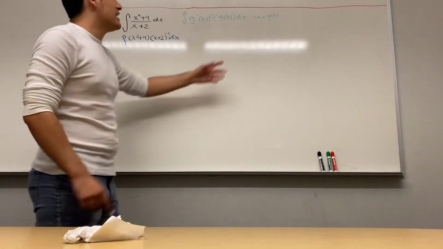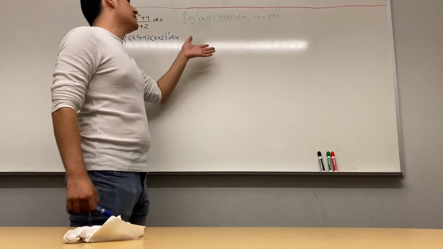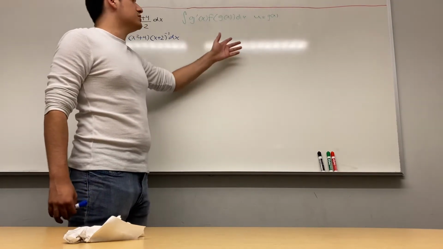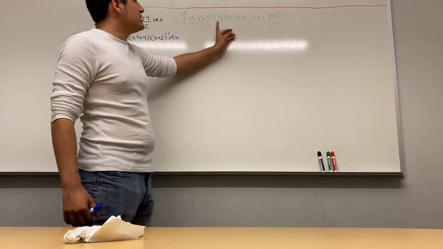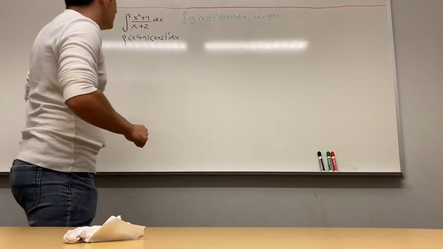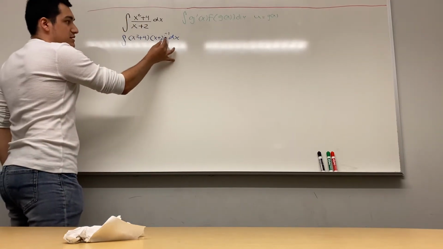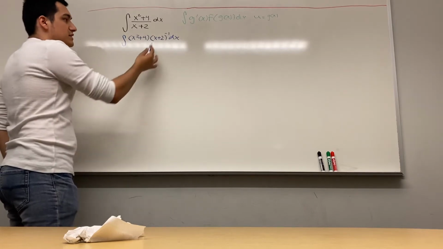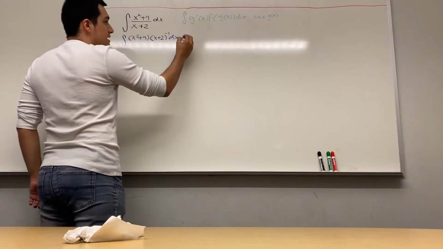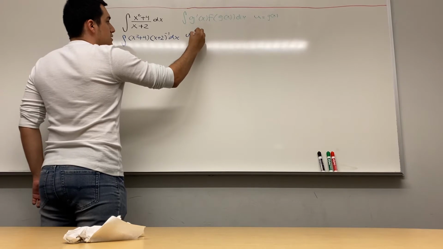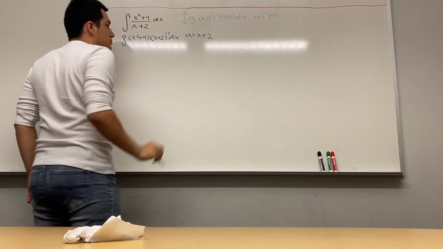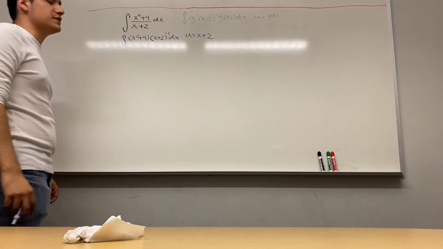So we can say, as this rule states, or I guess we can say this observation, we can set u to what's inside of the composite function. In our case, this composite function here, what's inside of it is x plus 2. So we can go ahead and say u is equal to x plus 2, which is a pretty simple u, which is nice for us.